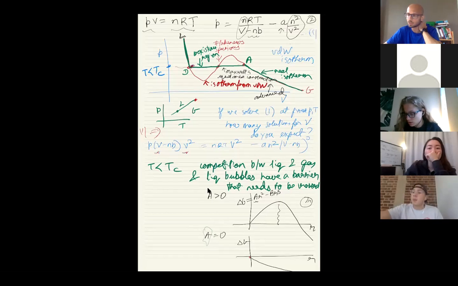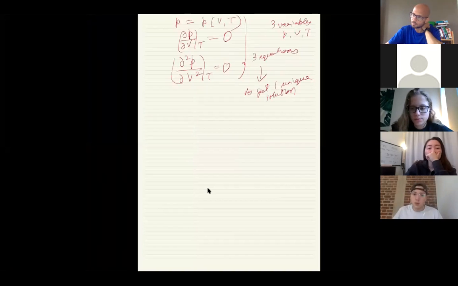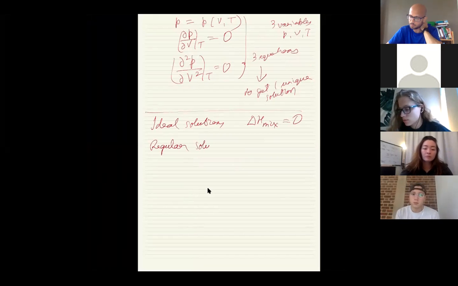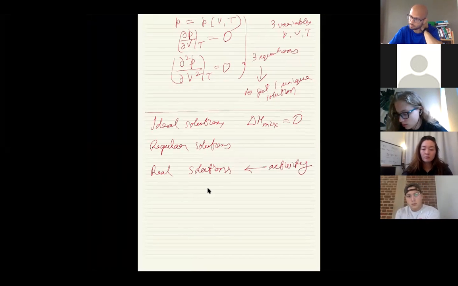Next time I'm going to start talking about ideal solutions. Ideal solutions are ones where the enthalpy of mixing is 0. We will then move to regular solutions where this enthalpy of mixing is non-zero. And finally, we will talk a little bit about real solutions, which will allow us to bring in the concept of something called activity and activity coefficients, just a roadmap for the remainder of the semester.